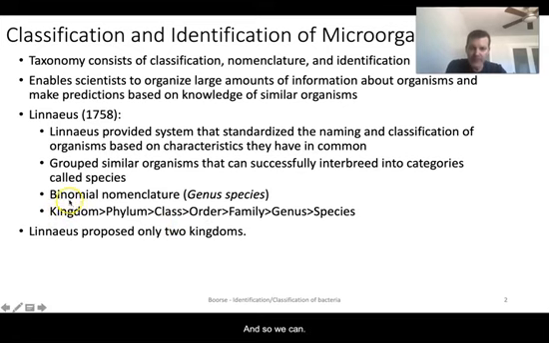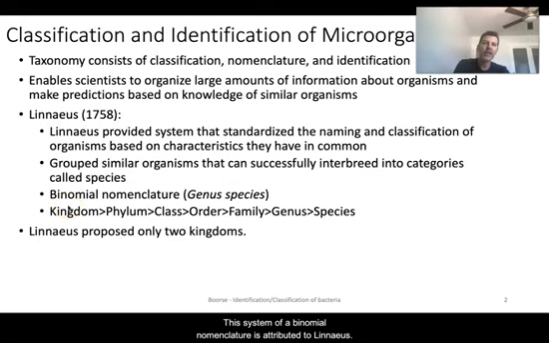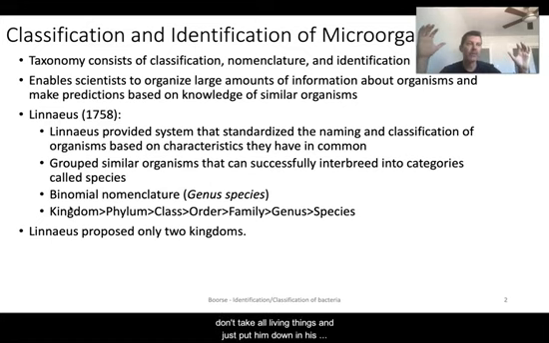This system of binomial nomenclature is attributed to Linnaeus. And he also came up with the idea that genus species gets really specific. So which exact organism is it? But he did it in groups. You don't take all living things and just put them down into genus species right away, but you break them into more manageable groups. This is the system he came up with that's still in use today.